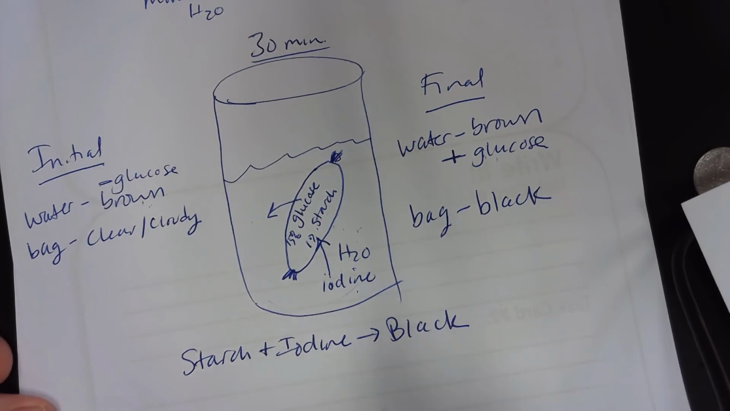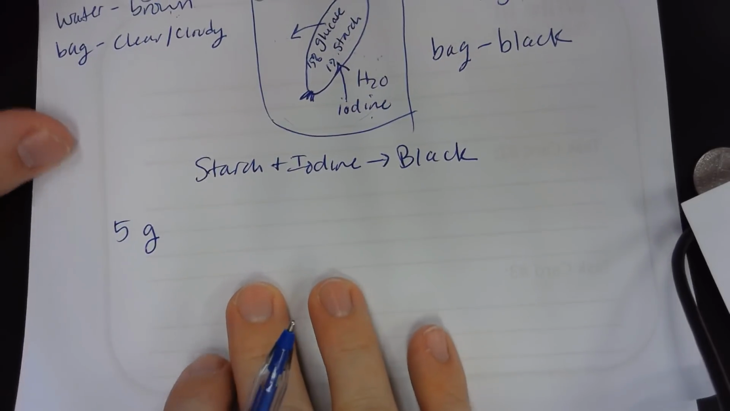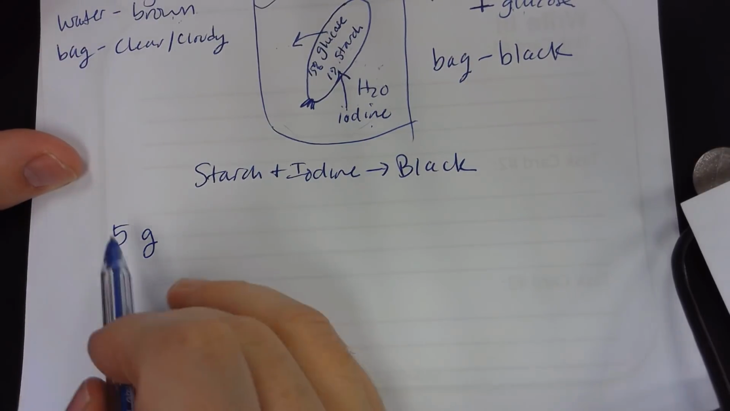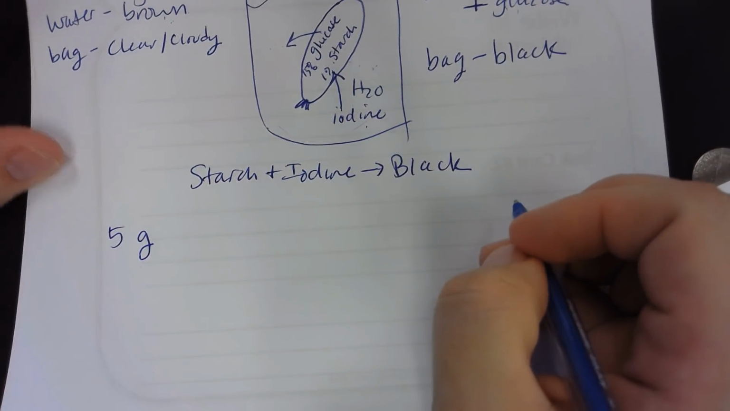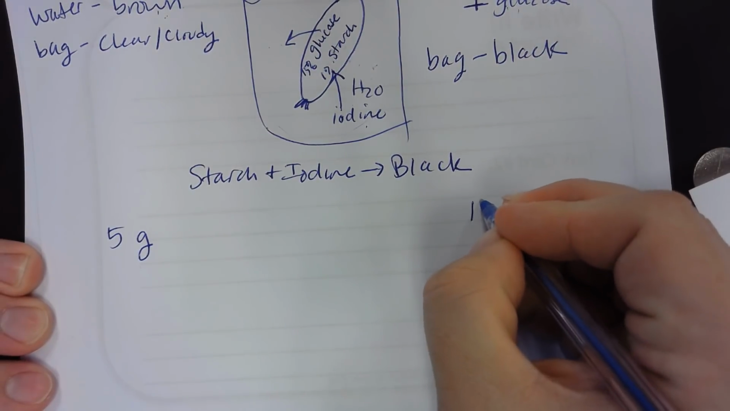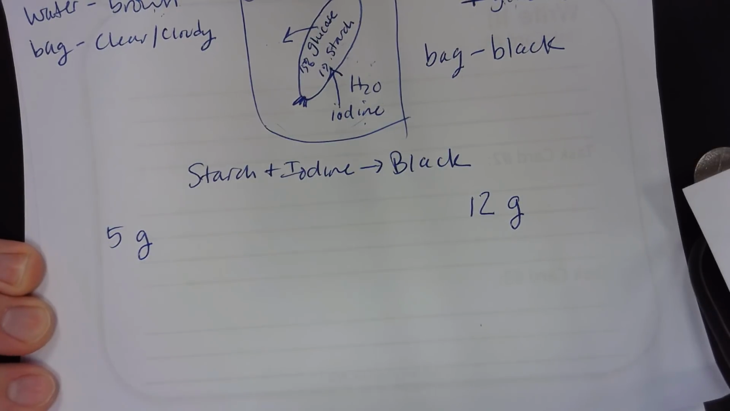If you were to weigh this bag initially, let's say the bag was 5 grams after we put everything in, and of course that's an arbitrary number. It's not the exact number, but if we do our final weighing here, we'll see that it maybe goes up to, say, 12 grams. What is causing that gain in water?